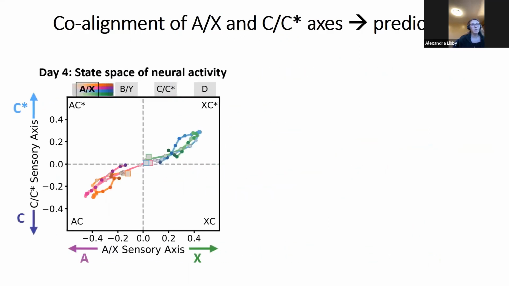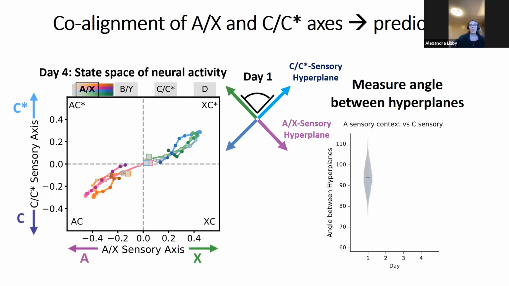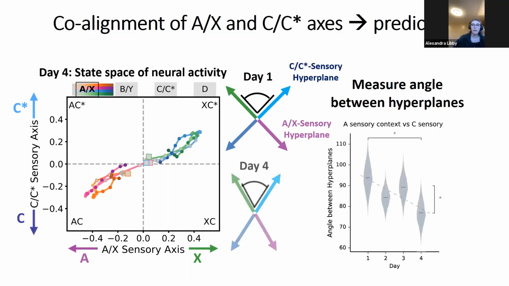So we wanted to just understand and basically confirm this relationship between the two encoding axes. So what I did is I looked at the angle between the hyperplanes, and on day 1, it's around 90 degrees, and this significantly decreases over days. So the angle is acute, and this means that when activity moves along one axis, it also moves along the other.